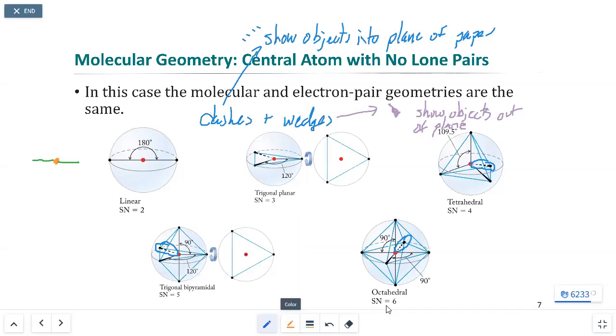For trigonal planar, also pretty easy. After all, this is still two-dimensional. So I can just draw those three bonds forming a triangle.